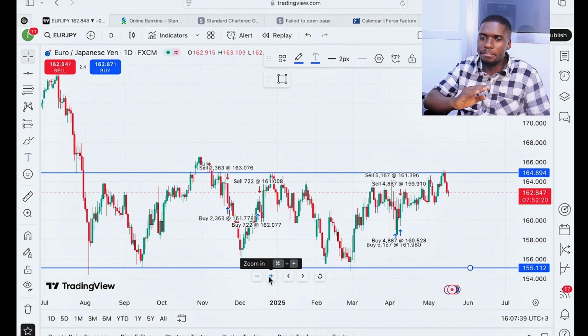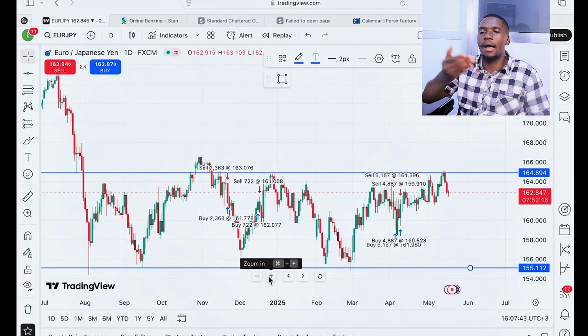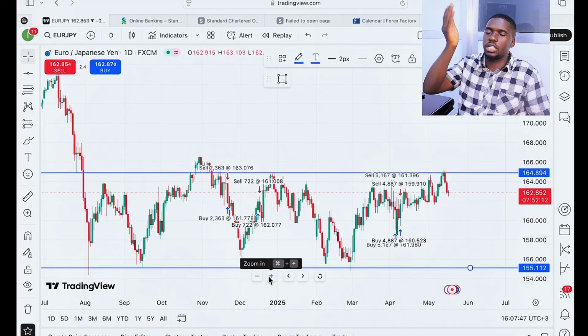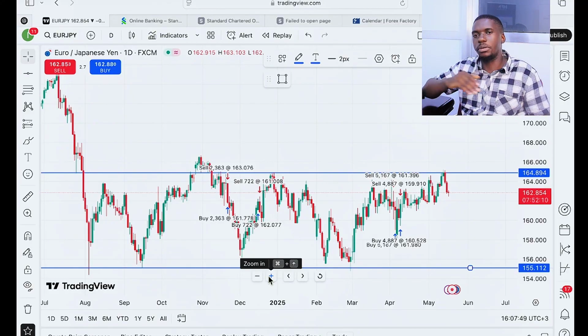So if it is a trending market and the market is trending upwards, make sure you look for the swing lows. If the market is coming down, make sure you look for the swing highs. Join them. You see, when the market is going up, we give it a support. When the market is moving down, we give it a resistance.